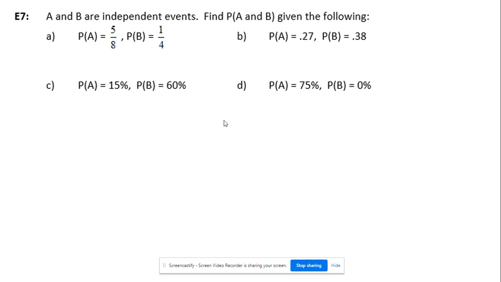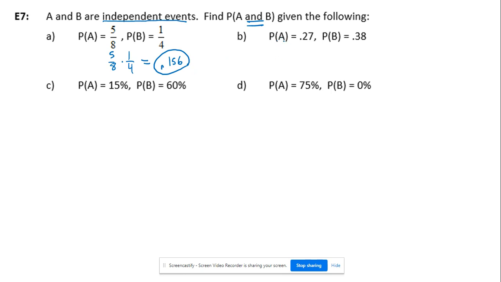So let's look at example 7. A and B are independent events. Find the probability of A and B. So what does that mean we're going to do? That means we're going to multiply 5/8 times 1/4. Anytime you see "and," it's telling us to multiply. So get out your calculator, if it's your phone, your Chromebook, whatever it is, type in 5 divided by 8 times 1 divided by 4. Just make sure that your calculator is giving you the same answer as me. In this case, I got 0.15625. I'll stop at 0.156 as my answer.